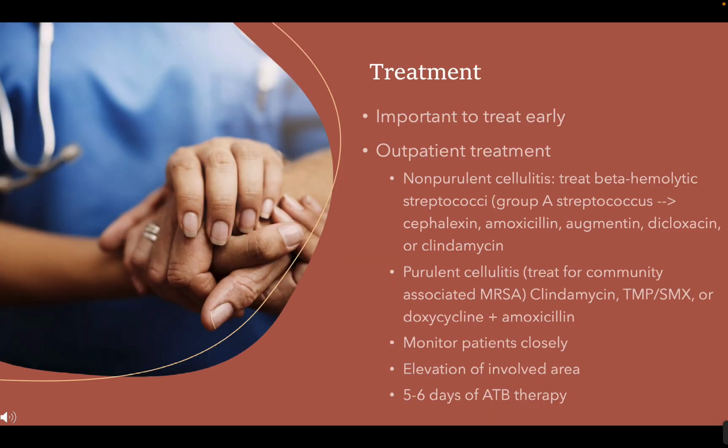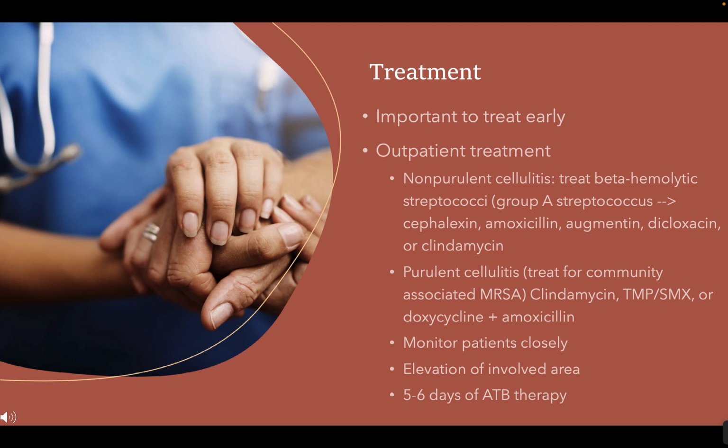When treating cellulitis, it is very important to treat it early. It is also important to determine whether the site has drainage or not. If there is no purulent drainage at the site, it is important just to treat the beta hemolytic streptococci. You can do that by prescribing cephalexin, amoxicillin, Augmentin, dicloxacillin, or clindamycin.